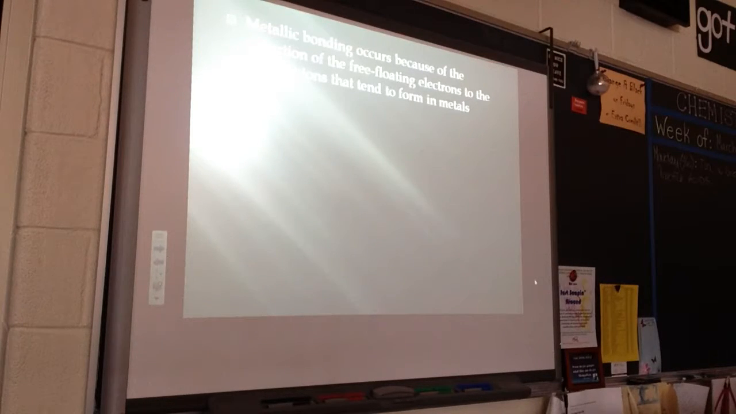Now, what is metallic bonding? Metallic bonding is the attraction of two metals to each other, or the bonding of two metals to each other. And why does metallic bonding occur? It happens because there is an attraction of these free-floating ions with the positive ions that tend to form in metals. Now, here's the thing that you need to remember about metallic bonding. It's not very strong.